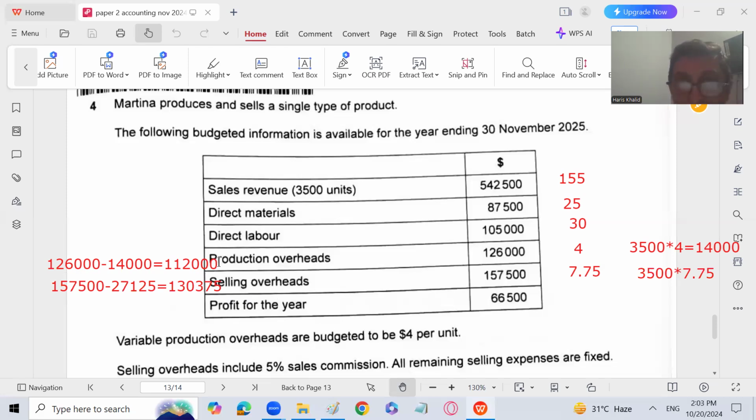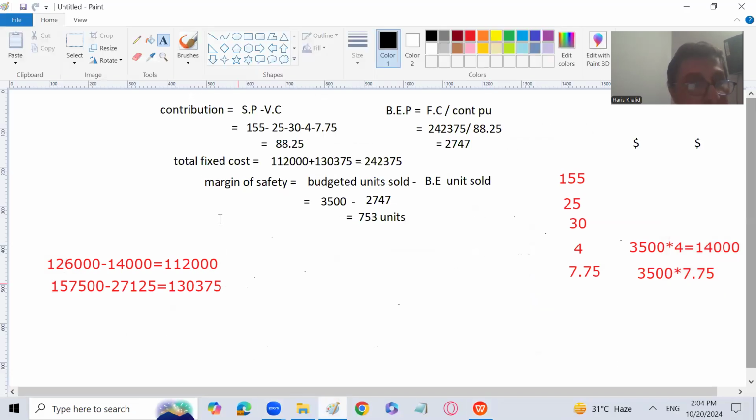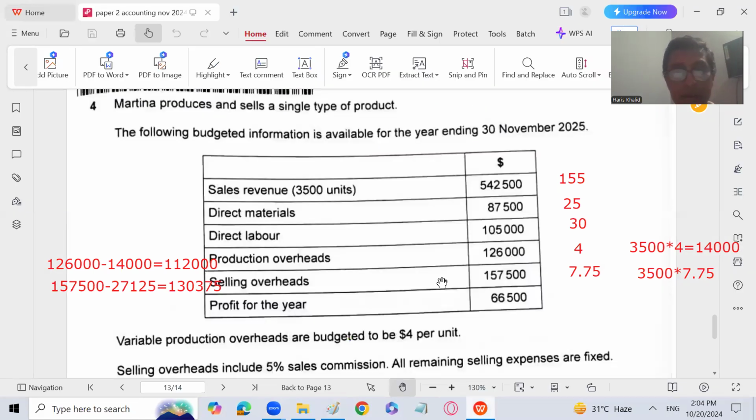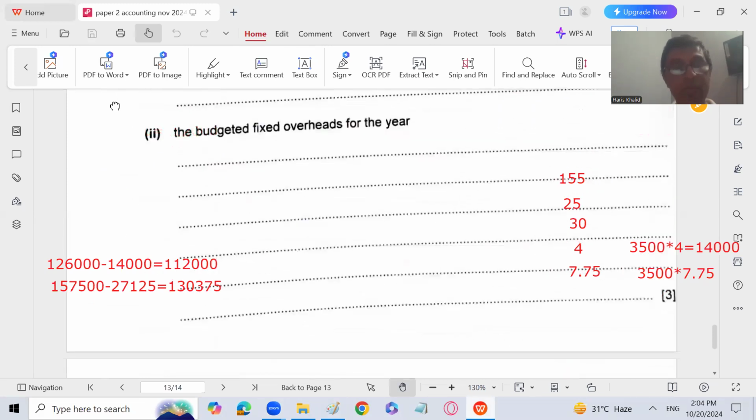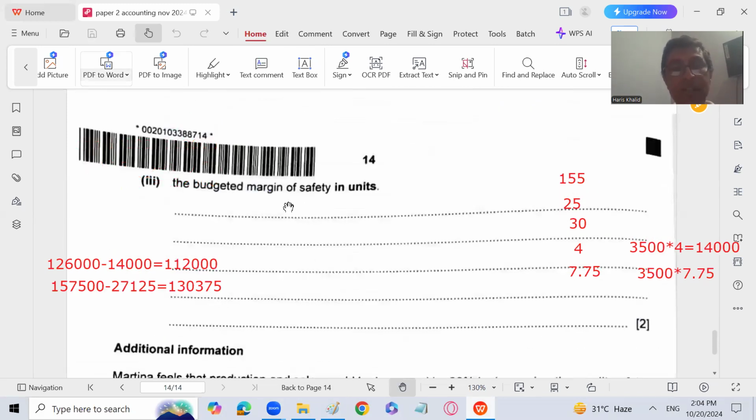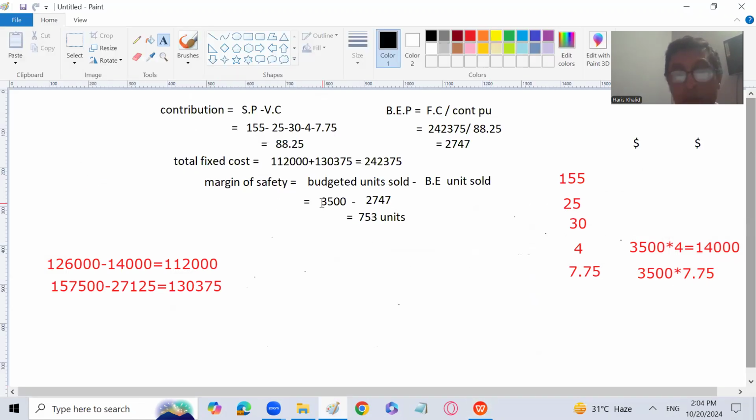So I've calculated the fixed costs also. Fixed production overheads are 112,000, and fixed selling overhead is 130,375. Let's go for the total of this to get the total fixed cost. That is 112,000 plus 130,375. Total fixed cost is 242,375. So I have calculated the contribution per unit and total fixed cost. Now the question is asking us to find the budgeted margin of safety in units. The formula is budgeted units sold minus break-even units sold.